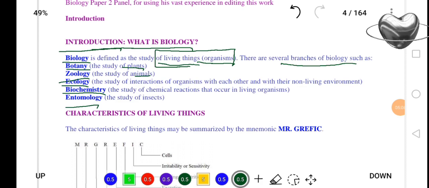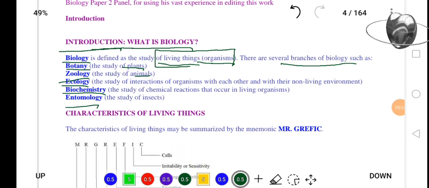But it doesn't mean we are studying non-living things, no. But we are studying living things in relation to their interaction with the environment. And when we are observing life like that, we are studying biology under the branch of ecology.